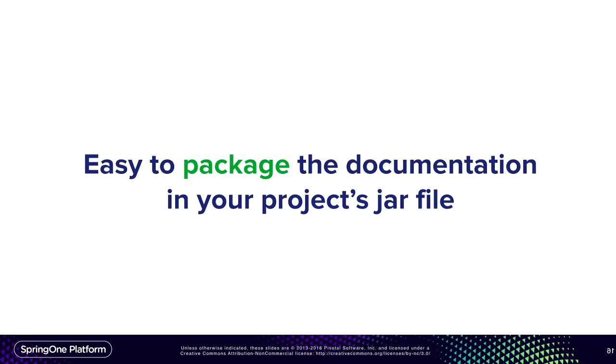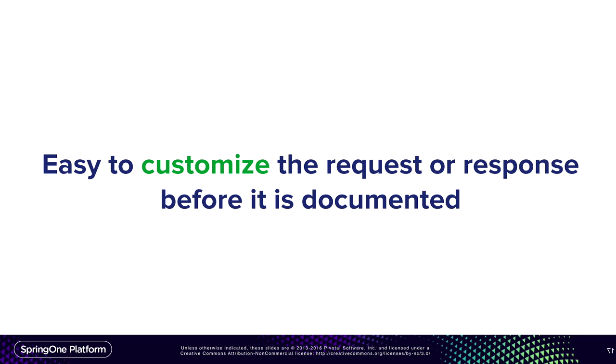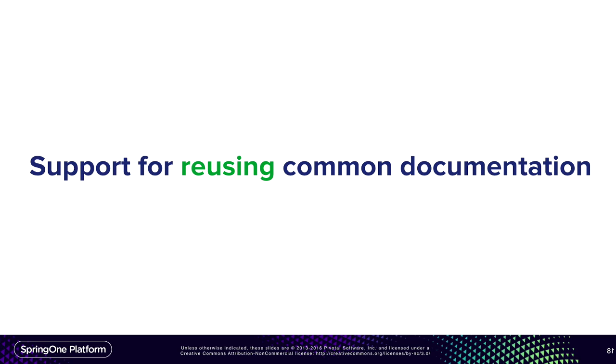We've seen that you have this HTML generated, and it's really easy to package that within your application. Of course, it's in your target folder already, but you could put it in your source main resources. So if you use Spring Boot, it would be automatically available as well for your consumer in the same application, on the same port and host. So that's really simple. It's also easy to customize the request or response before it's documented. We've seen that with this pretty print pre-processing. You can do anything there, really. So that's really simple to do.